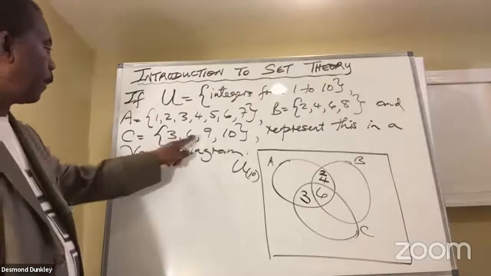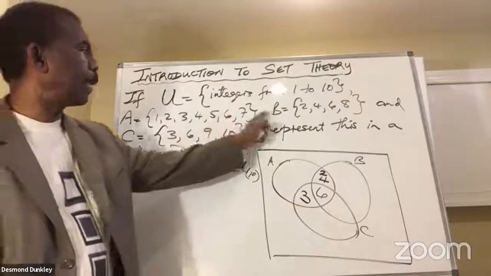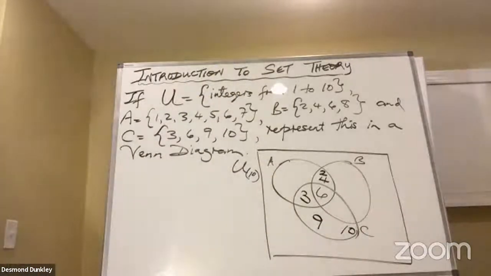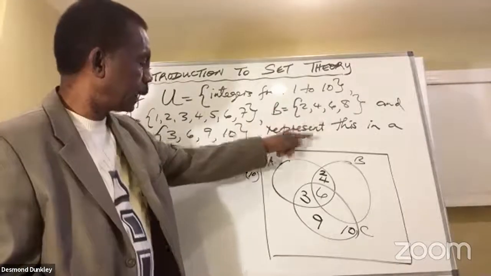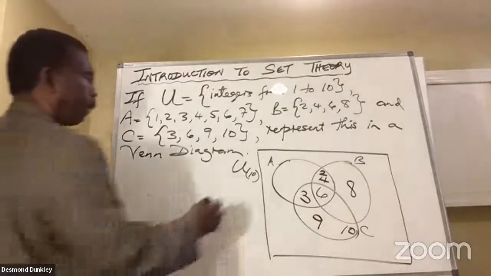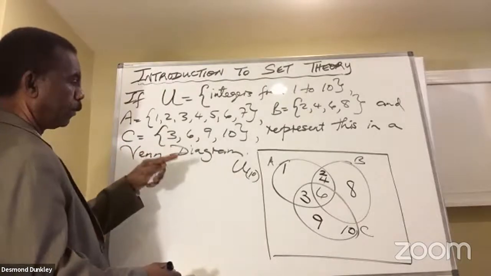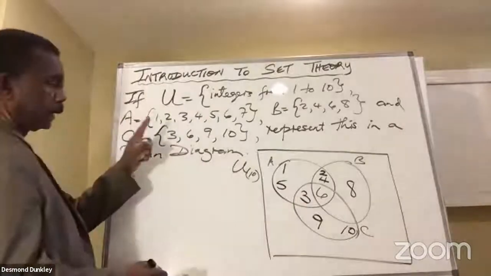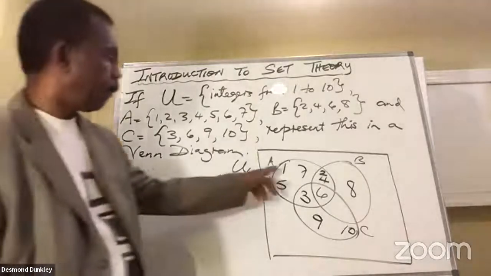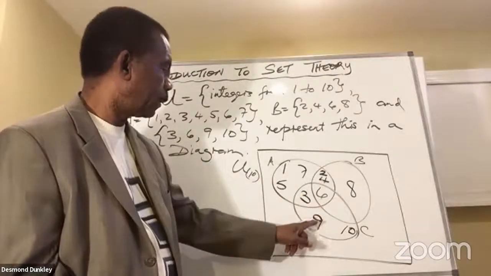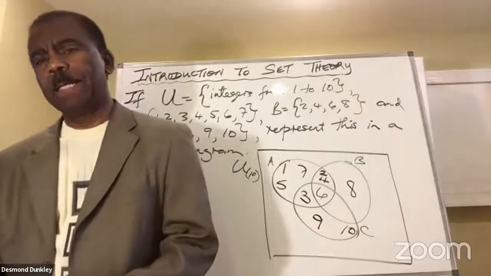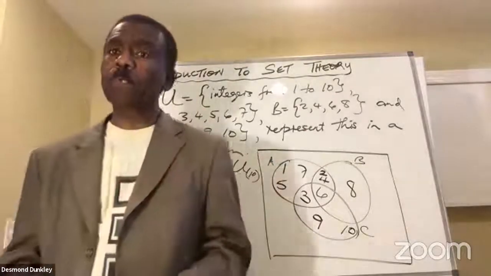And then for C only, we have 9 and 10. 9 and 10 are not in those. So we have 9 and we have 10. For B only, we have 2, 4, 6, so now we have 8. And for A only, we have 1, 2, 3, 4, 5, 6 covered, and 7. So the question is, what is not covered? We have 1, 2, 3, 4, 5, 6, 7, 8, 9, 10. So all the elements are either in A, B, or C, or a combination of 2 or more.